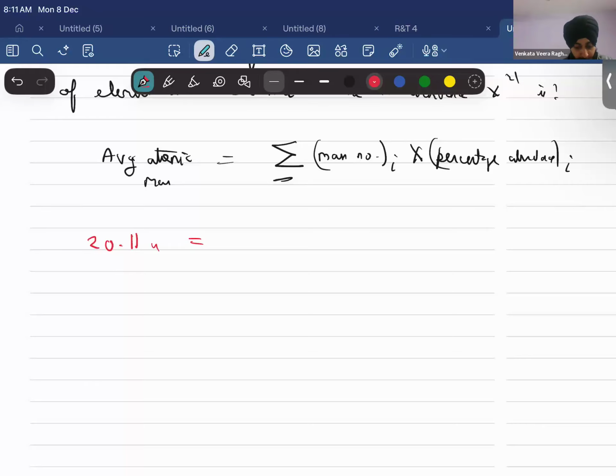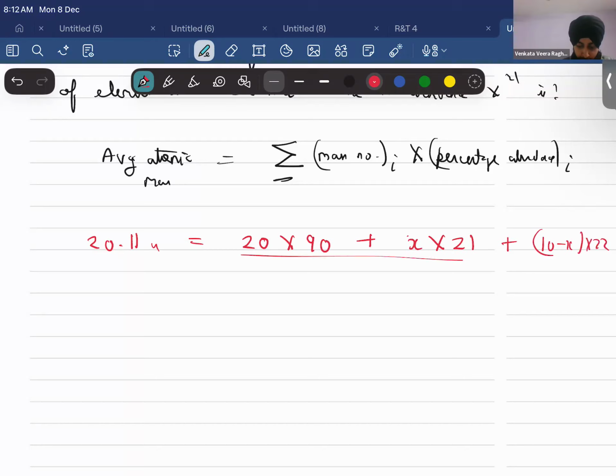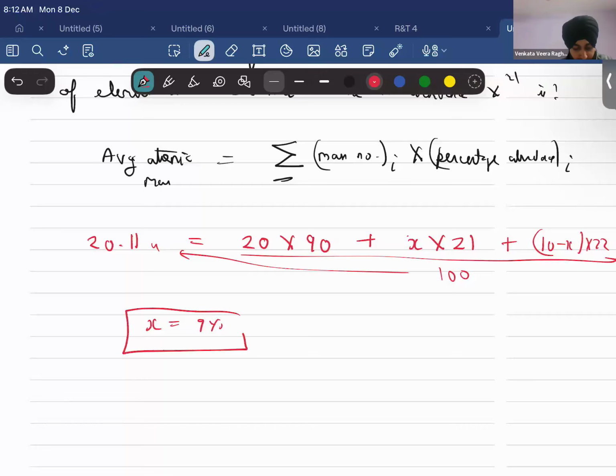20.11 I am writing over here, and the mass number of X20 is 20, and the percentage abundance is given as 90%. I am assuming that x is the percentage abundance of the 21 isotope, so x into 21 plus 10 minus x remaining for 22, divided by 100 because it's the total percentage. So 100 I can bring over there, and you can solve this. You will get the x value which you want to calculate, which comes out to be 9%, and it's done. It's fine, both of you?